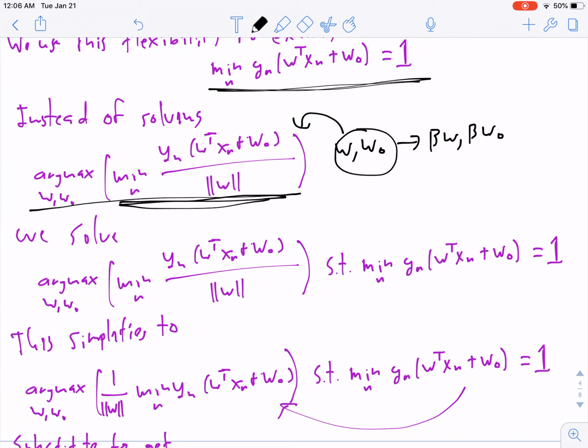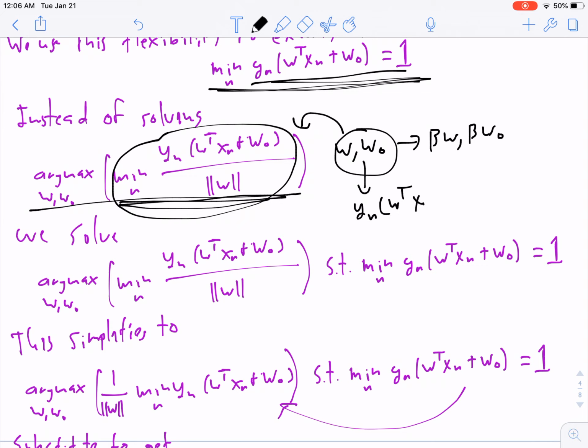We can scale by any beta we want because that'll preserve the objective on the inside, as we just proved in our claim. And we can choose the beta such that the minimum margin is equal to 1. For example, suppose that under this solution, the minimum of y_n times (w^T x_n + w_0) equals 1/3. Well, then in this case, we would just make beta equal to 3, and then the new minimum would be 1.